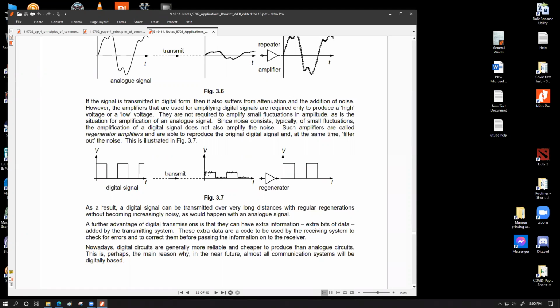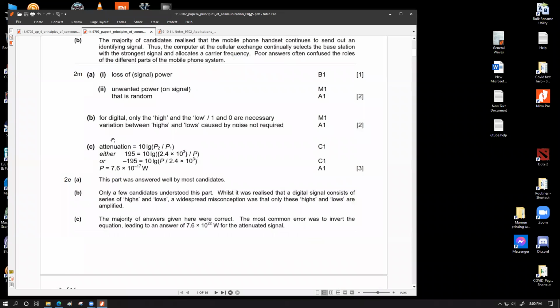So the individual differences in the voltages are not essential. Only the difference between the high voltage pulses and the low voltage pulses is essential. Once again, have a look at the examiner's mark scheme language. For digital, only the highs and the lows, or you can write ones and zeros, are necessary. Variation between the highs and the lows caused by the noise is not required. So that does not essentially bother us.